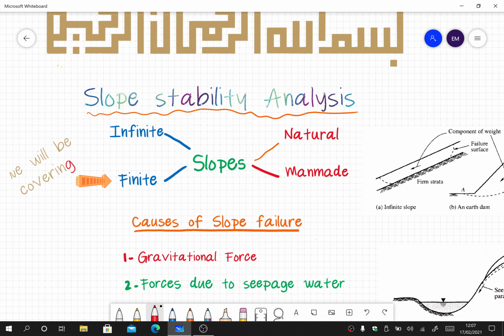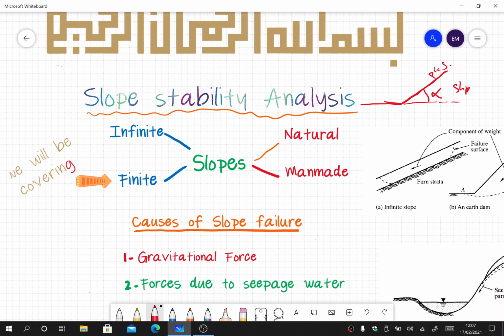If we define a slope, any ground that is making an angle with the horizontal is called a slope. If this is the horizontal, and alpha is called a slope because the ground surface is making an angle. Initially it is horizontal and then suddenly the angle increases, so that's called a slope. Slopes can be natural and man-made, depending on the method of formation, and they can be infinite and finite, depending on their length. Actually there is no infinite slope, it's just to differentiate for our analysis purposes.